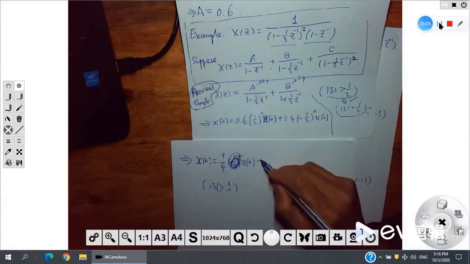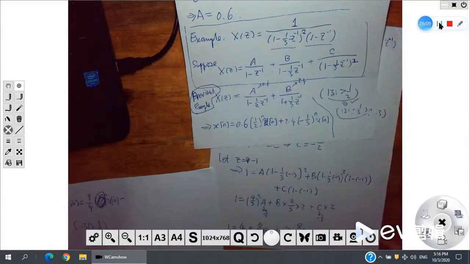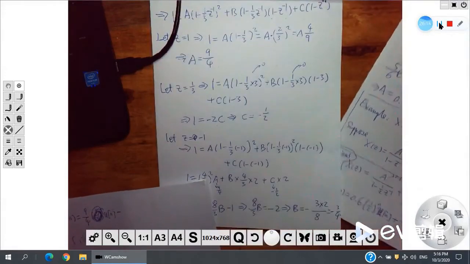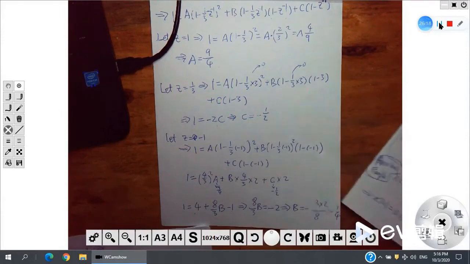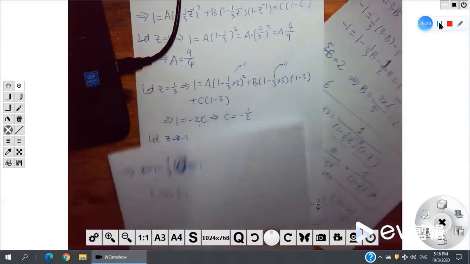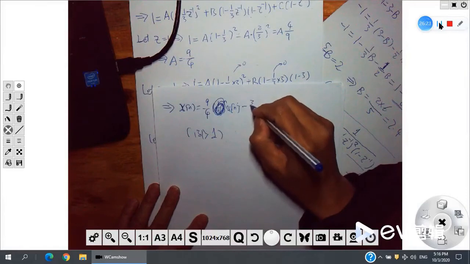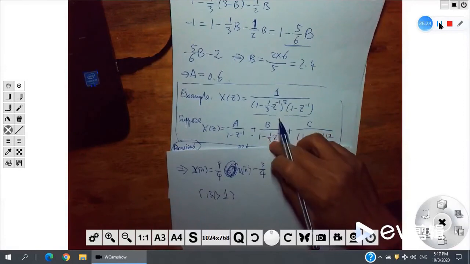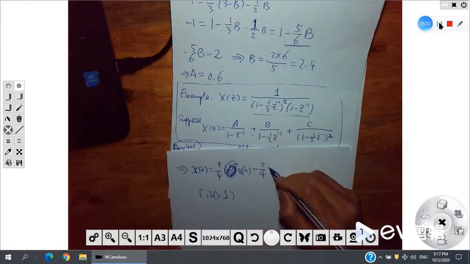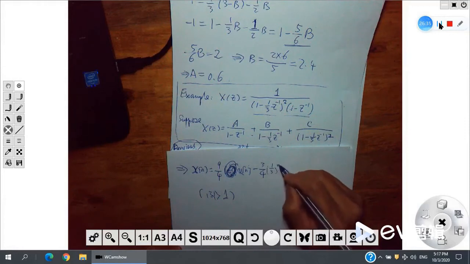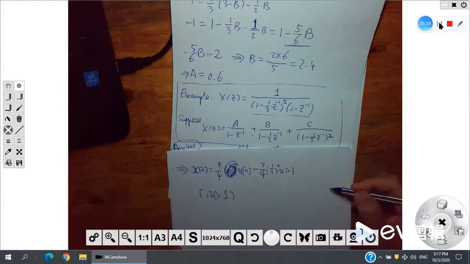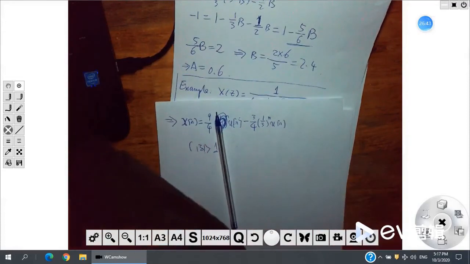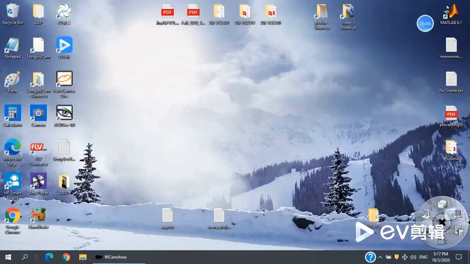And the second is B. B is negative 3/4, and B is the coefficient over 1 minus 1/3 z inverse. So this is negative 3/4 times 1/3 to the n u of n. And last one, I have the square term. You need to check the table. Can you remember that? I can't remember that. Let's go to the table.